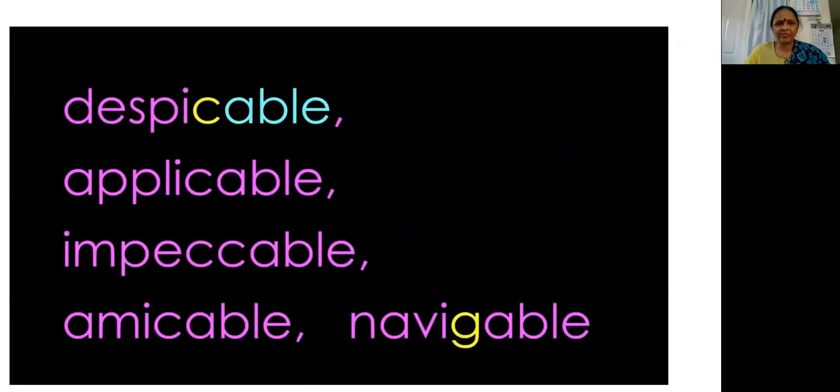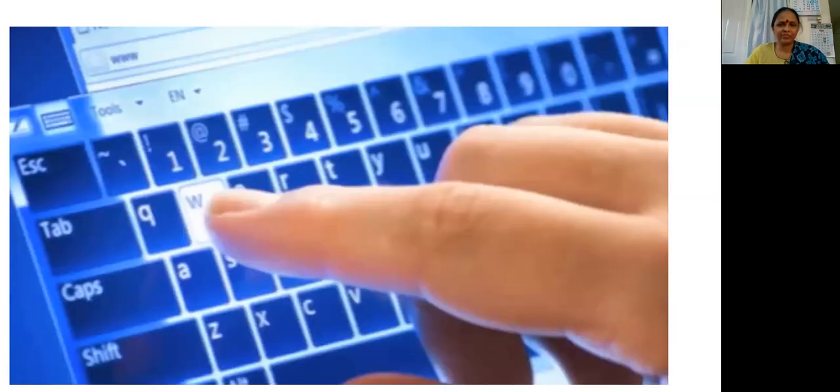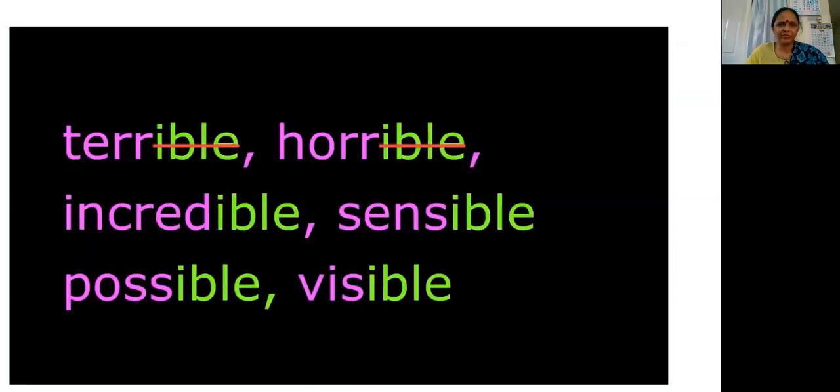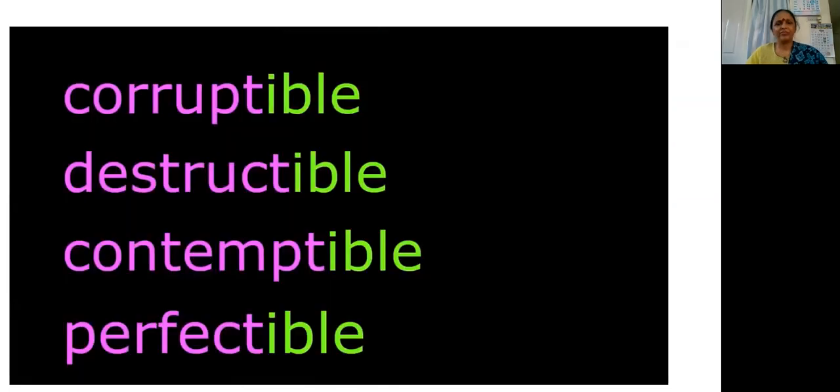Let's look at the ible words. Ible words come from Latin, and there are no new Latin words, so we can't make any new words like networkable or childproofable. As a general rule, we aren't left with a root word when we take away the ible ending, like in the able endings. But as I said, there are always exceptions. Look at these: corruptible, destructible, contemptible, perfectible. Notice these have got a T-I-B-L letter pattern. It's always great to see patterns and also to know and understand exceptions to rules.